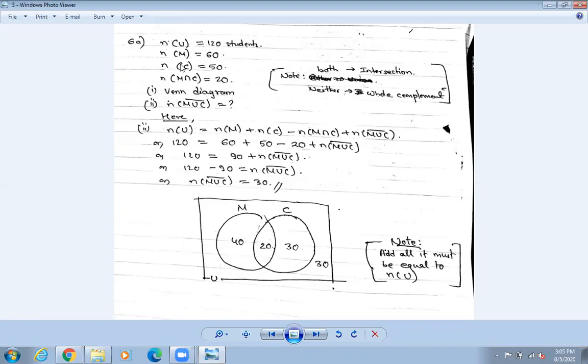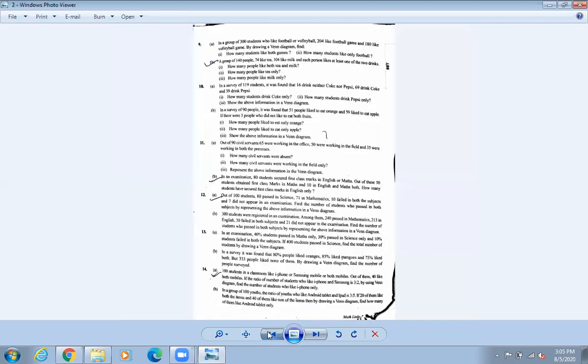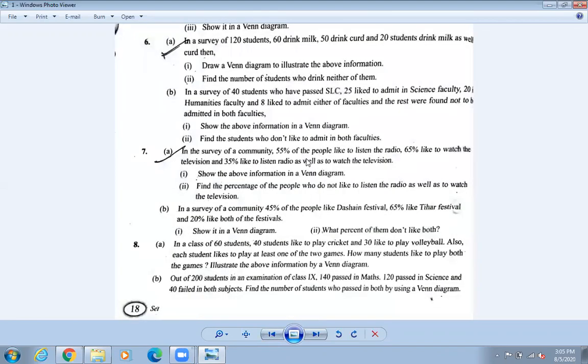Let me show you the question again. Please see the book. 35% like to listen to radio as well as television. That means they like both: listening to radio and watching television. Both means intersection.